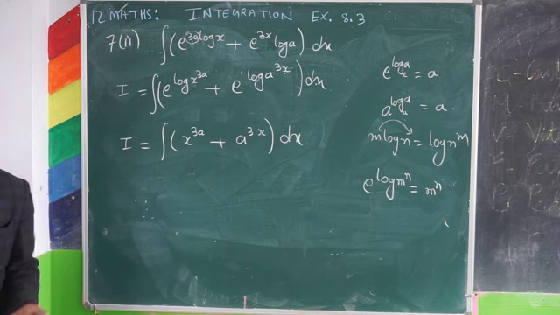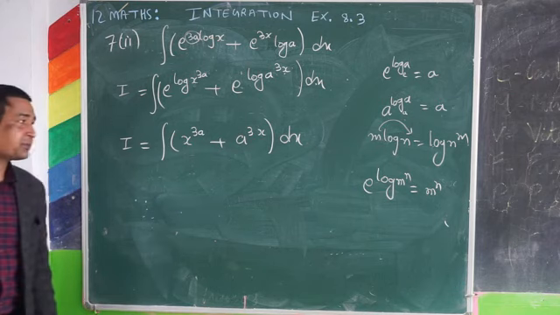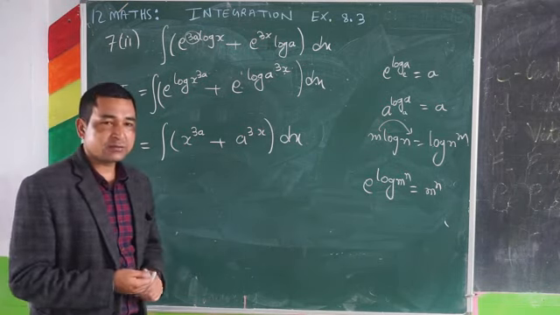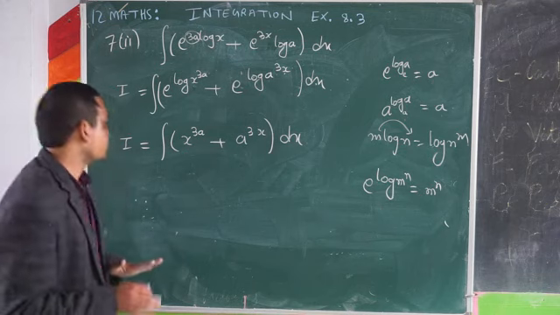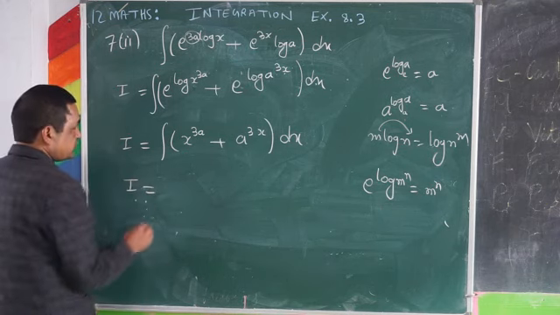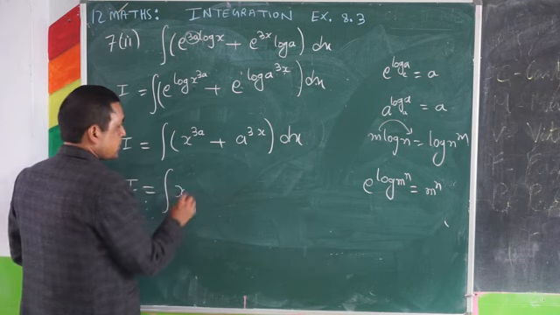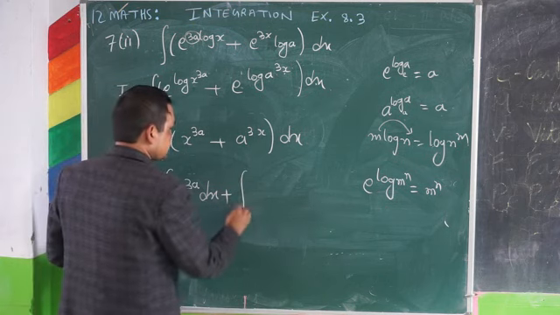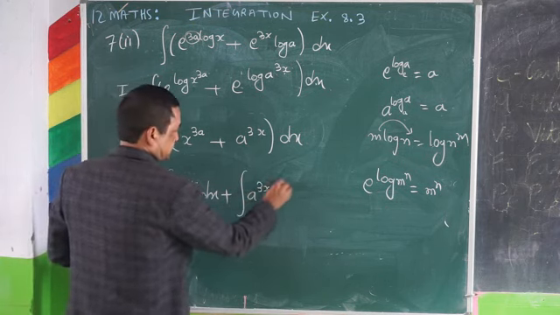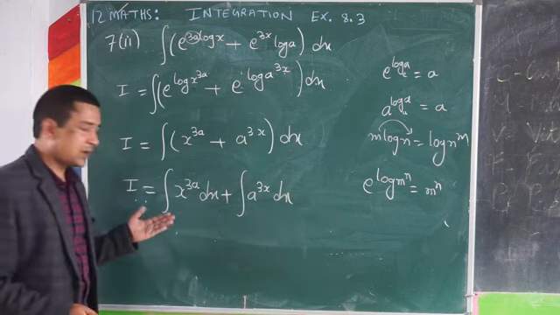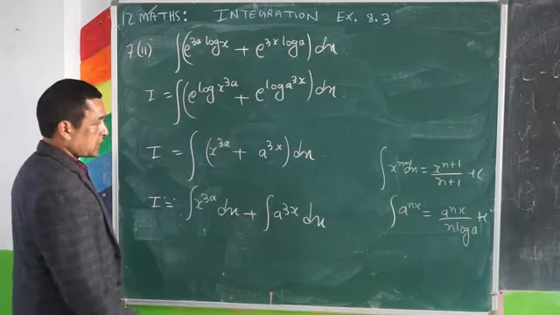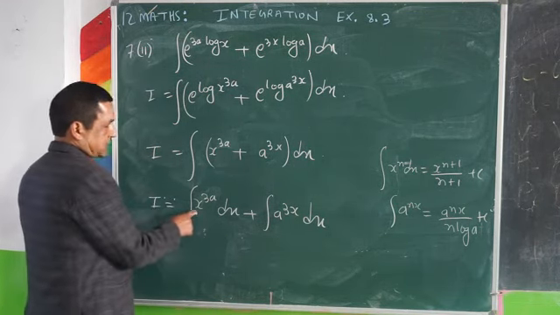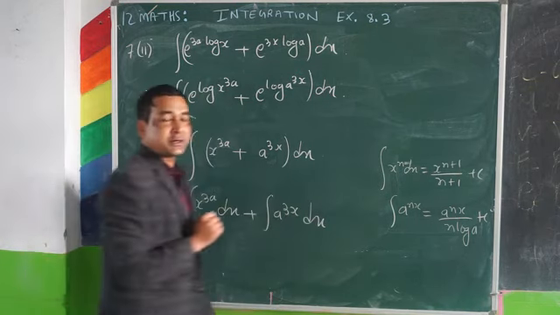Now the question is converted into a simple form after using the logarithm formula. That means now we separate the integral and do the integration using simple integration formulas. Now I equals the integral of x to the power 3 dx, plus the integral of a to the power 3x dx. What is the formula? This is the power formula. Now by using the formula, let's do the integration of this one, x to the power 3.